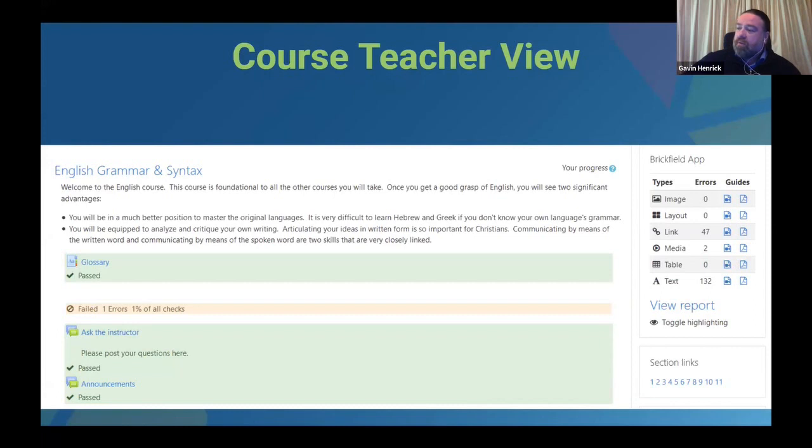And over on the right, we then have a block which summarizes to the teacher: well, actually, I've got no problems with my images. I have no problems with layout, but I do have 47 links that are a problem. I have 2 bits of media that are a problem, and I have 132 places where my text has problems.